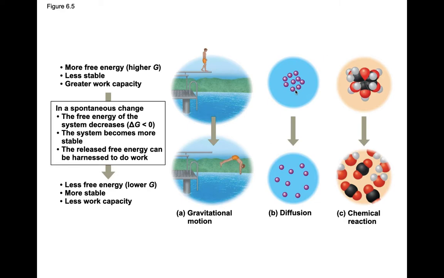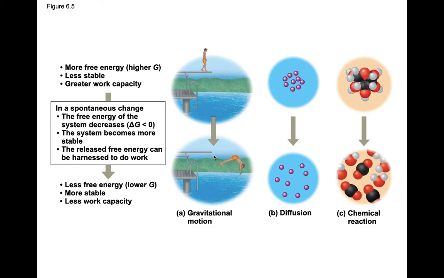Diffusion, we have a high concentration of molecules. They will want to move as a result of concentration gradient. There's a change in energy. You have a really high energetic molecule. You break it down into water and CO2. Delta G is also negative because of that energy being released.